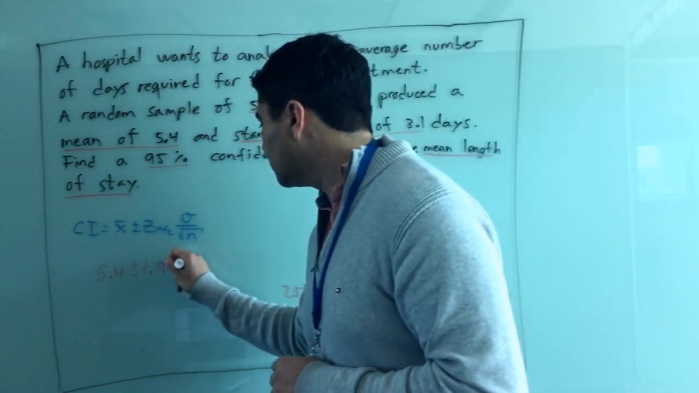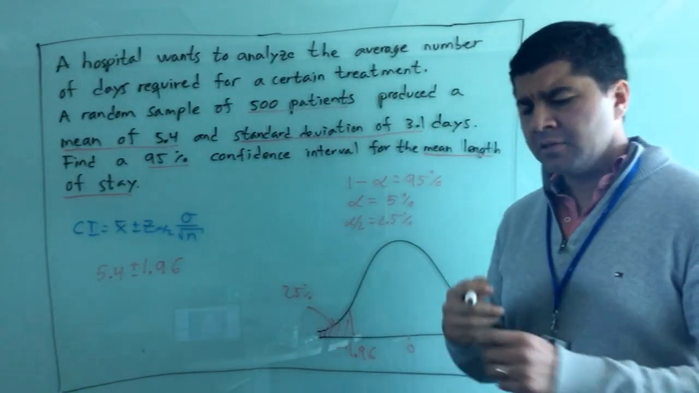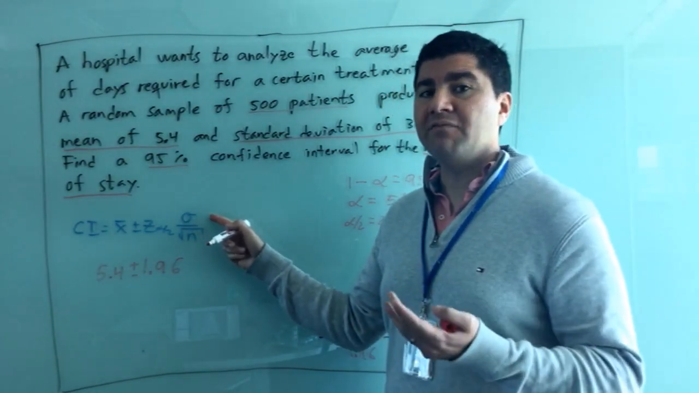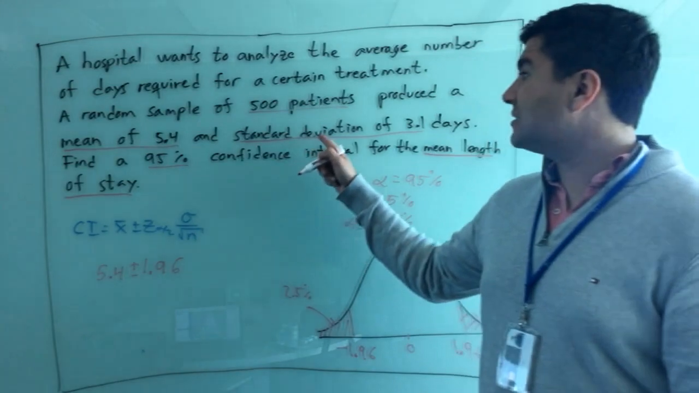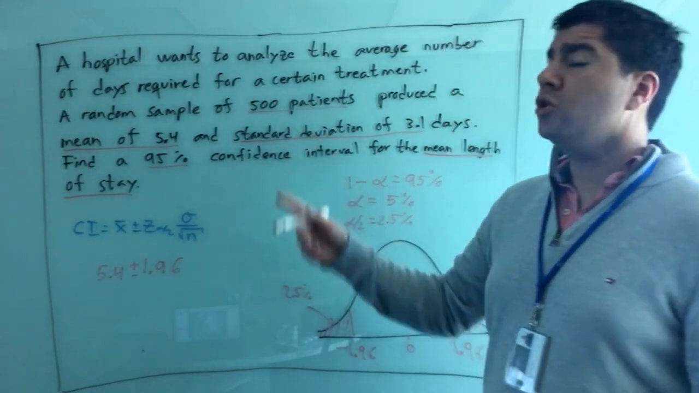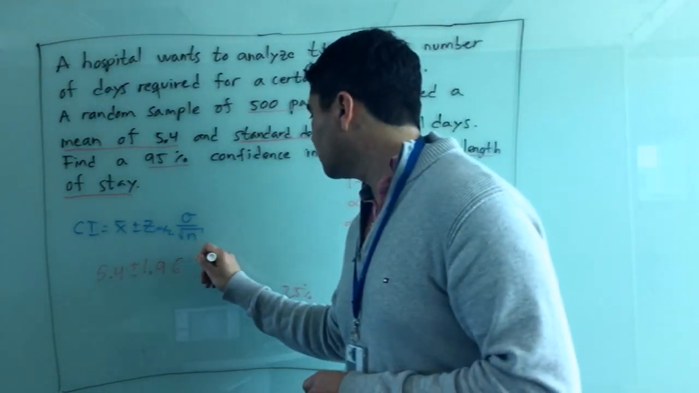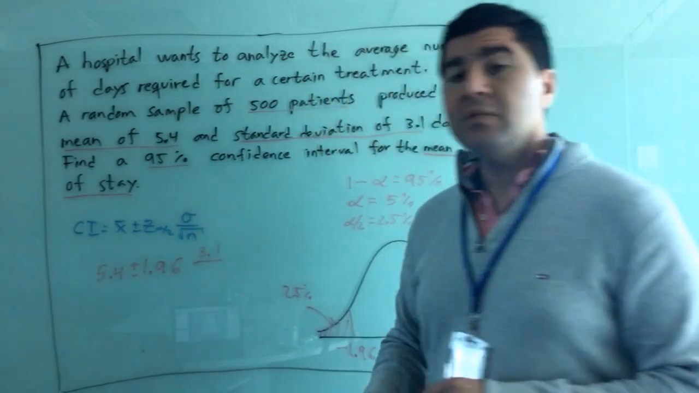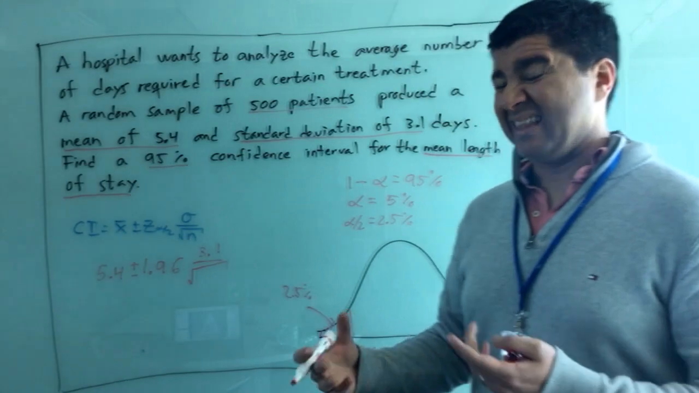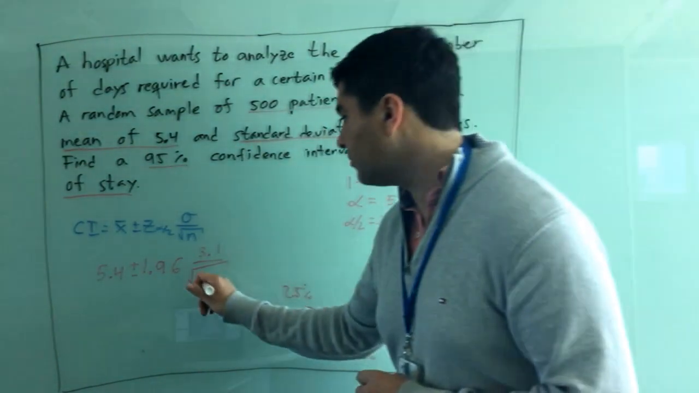Sigma is not given on the text. However, we already know that the best estimator for the standard deviation of the population is the standard deviation of the sample. So instead of using sigma, we're going to use S, 3.1. Finally, we're going to divide it by the square root of the sample size. In this case 500, and that is the reason why we're using a large sample.